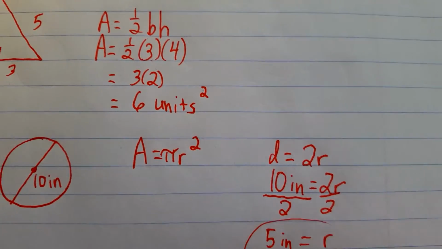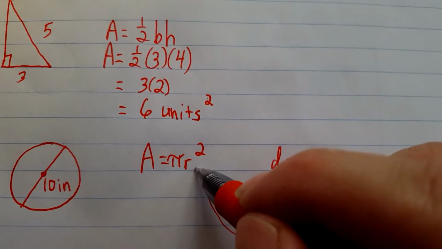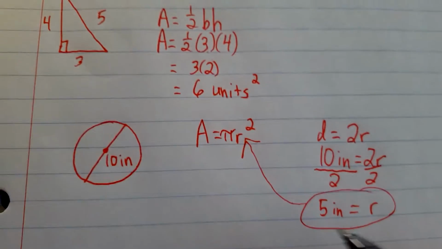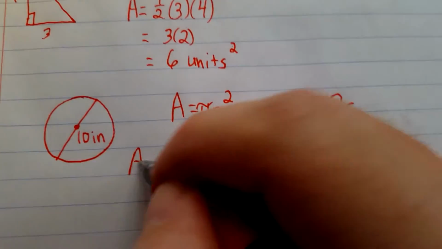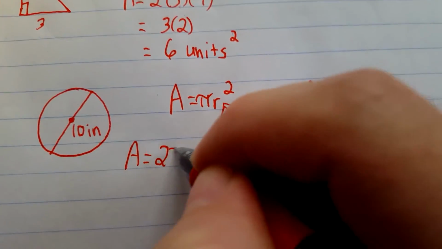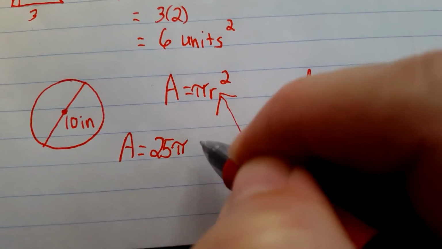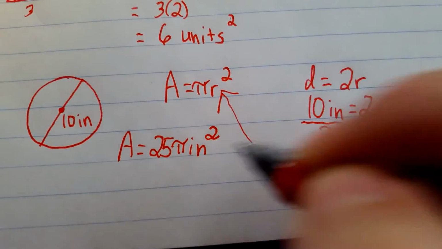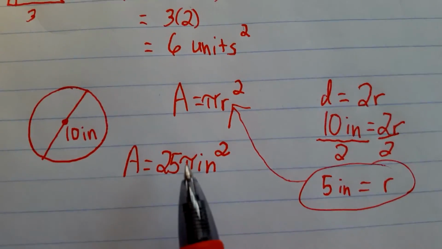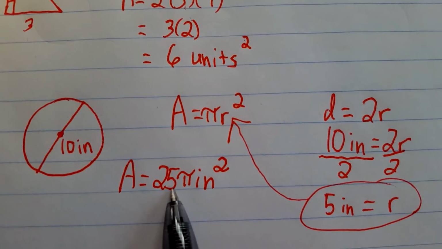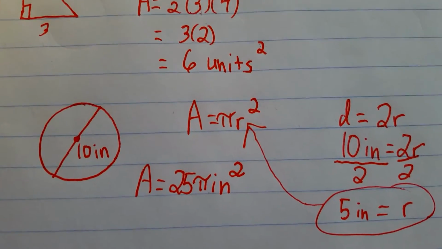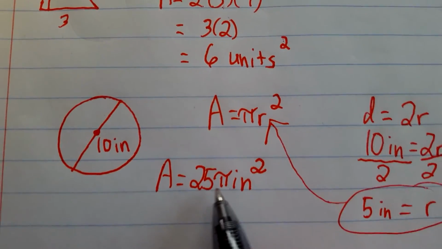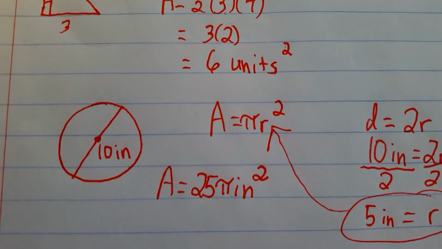Okay, now that you know this fact right here, all you have to do is plug it into this formula right here, and when it's all said and done, you should have an answer that looks like this. Area equals 25 pi, and this is inches, so it must be inches squared because we're talking about area. Now, sometimes your teacher might want you to multiply 25 by pi, or maybe the answer doesn't show pi. So if that's the case, just in your calculator do 25 times 3.14 and you'll get the answer that you're looking for.